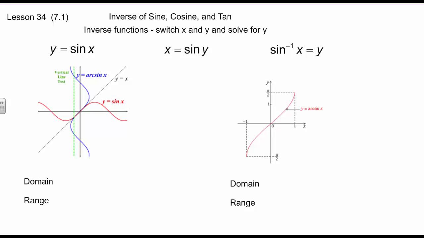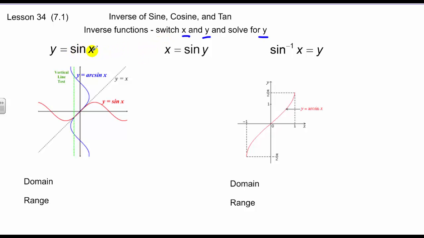Today we're going to look at inverse sine, cosine, and tangent functions. And we know from previous discussion that inverses of functions basically involve switching the x and the y and solving for y. We also know that these functions are symmetric about the line y equals x. So what I've done is I've gone through the progression of looking at the inverse.